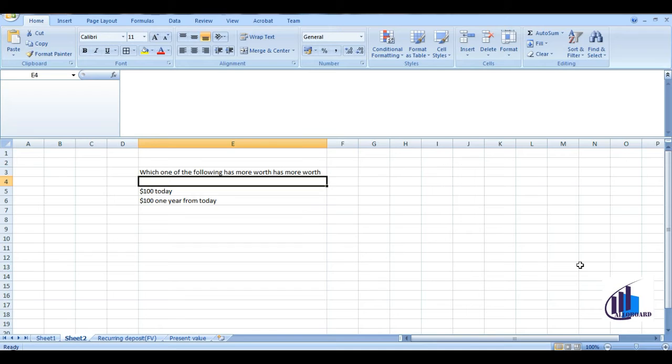Hello guys, we'll be talking about present value concept and future value concept today. As you can look in the screen, I'll be starting this session by posing a question to you guys. Which of the following has more worth, $100 today or $100 1 year from today? I'll give you guys 5 seconds to think and guess an answer.